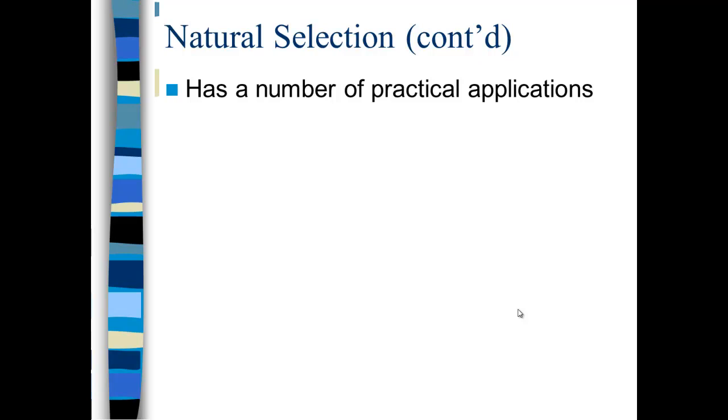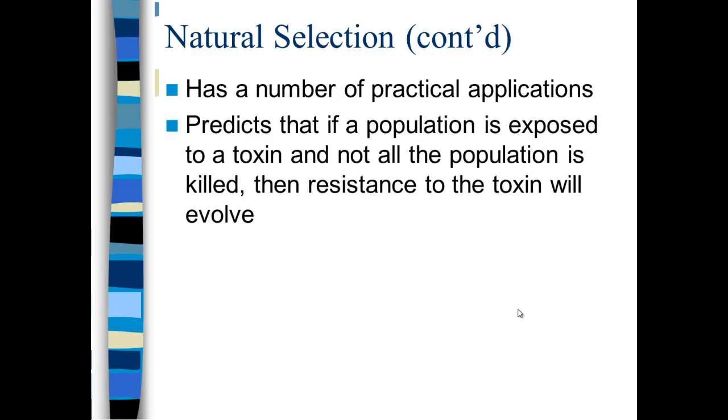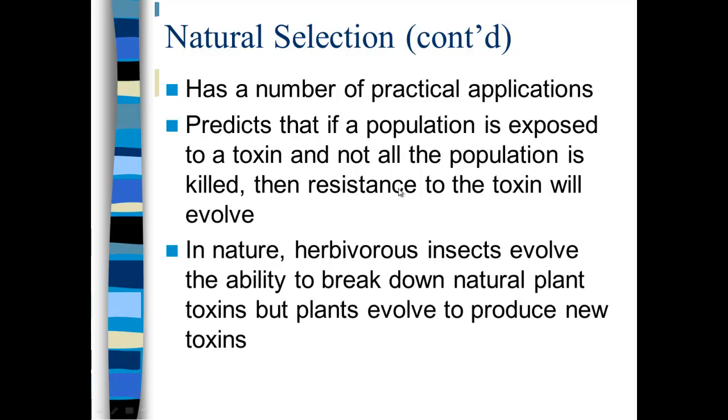Now, natural selection has a number of practical applications, and it predicts that if you have a population and it's exposed to a given toxin, and not all the population is killed by that toxin, then resistance to the toxin will evolve. In other words, those members of a species that survive that toxin will have some type of genetic resistance to that particular toxin. Okay. And it sort of chases its tail in a way.